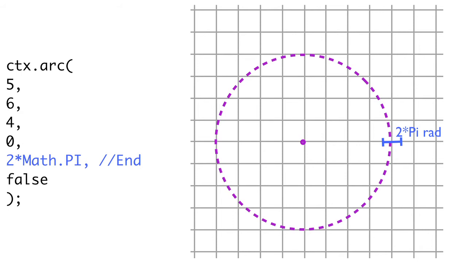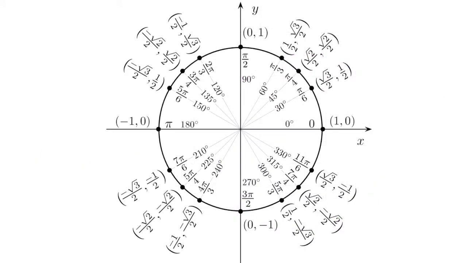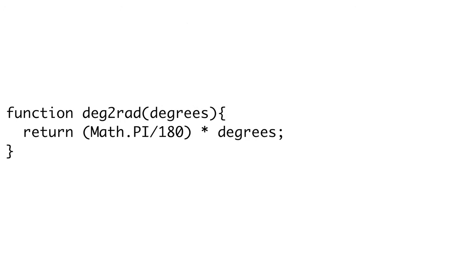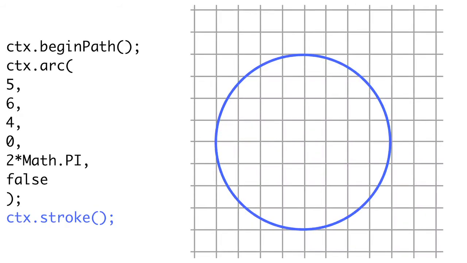The angles, though, are measured in radians. If you were paying attention in trig, you'll remember that a full circle is 2 times pi radians. So we can multiply 2 times Math.PI, or we could also write a function that converts degrees to radians if you prefer to work in degrees. Finally, the anticlockwise argument determines which direction the stroke should be drawn about the radius, either clockwise being false, and anticlockwise, or counterclockwise, being true. Now, it doesn't matter which way we stroke for a full circle.